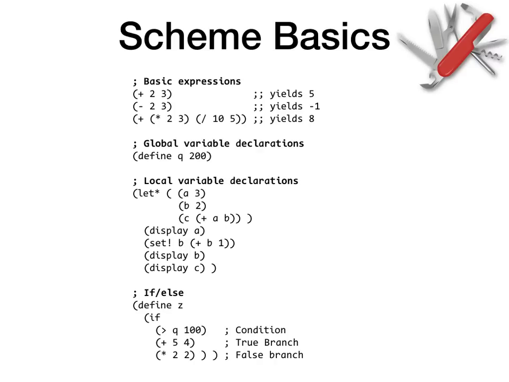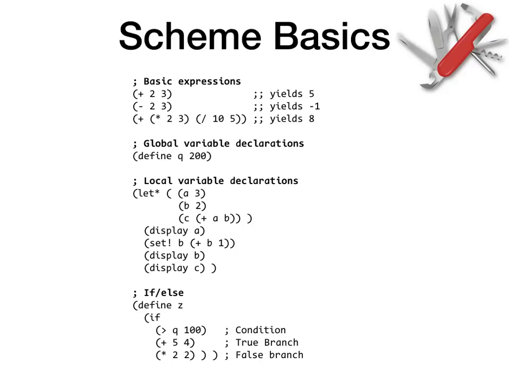Then you can see an if-else there. This defines Z to say if Q is greater than 100, then we'll add 5 and 4, else we'll multiply 2 and 2. And whichever one happens will get put in Z. So everything is a procedure. If statements are like procedures, and they all have return values.